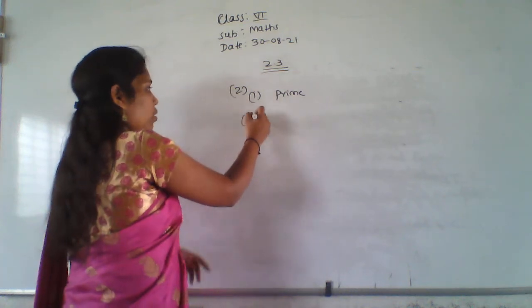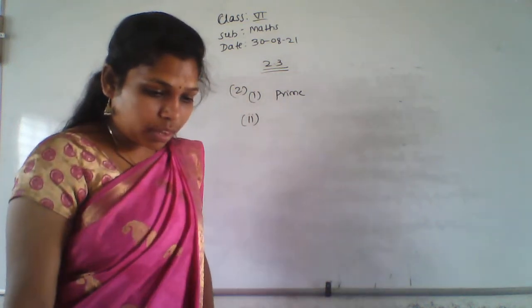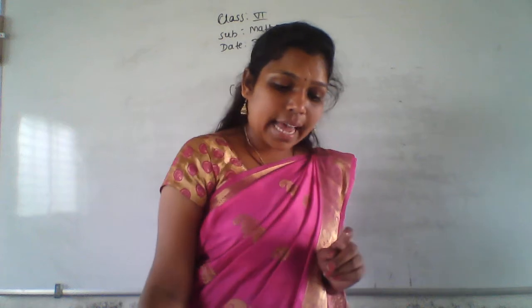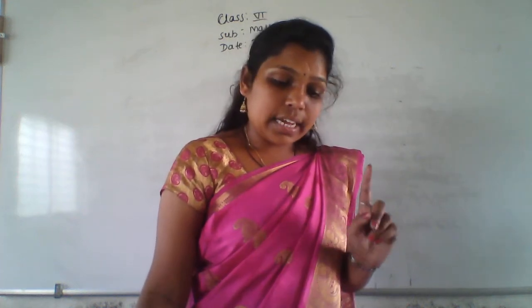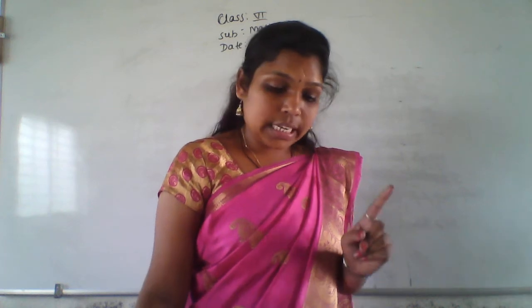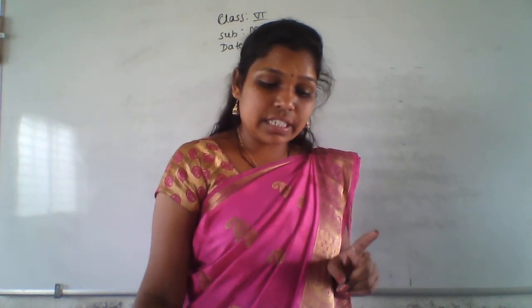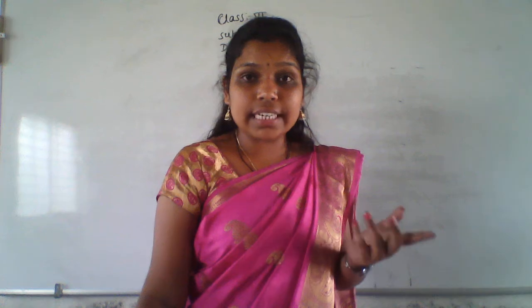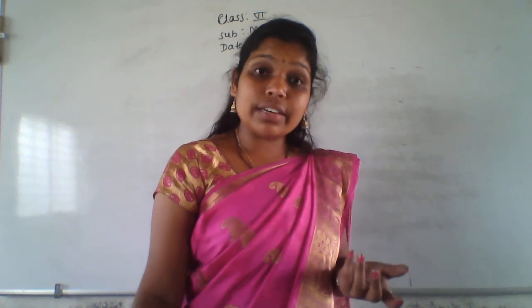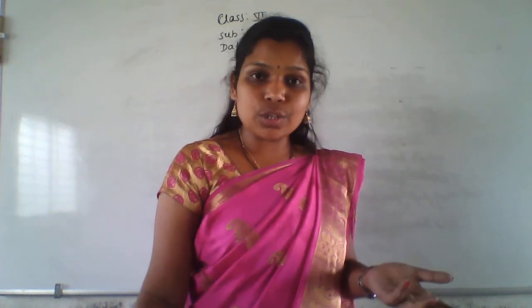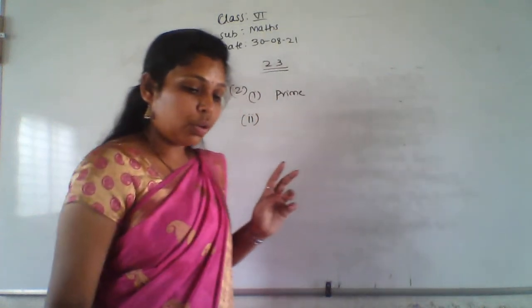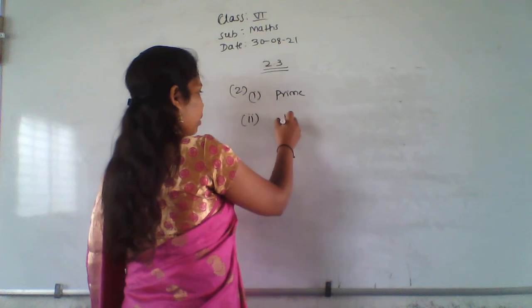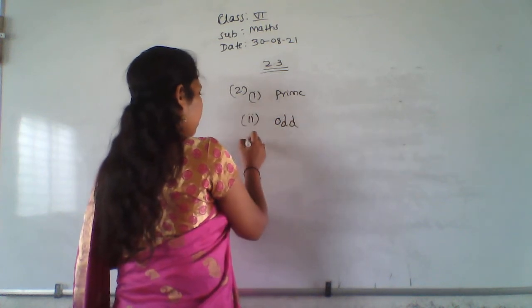Next, what is the second question? A number is dash if it is not divisible by 2. Obviously it is an odd number. All even numbers are divisible by 2. Only odd numbers are not divisible by 2. So the answer is odd. Write odd.